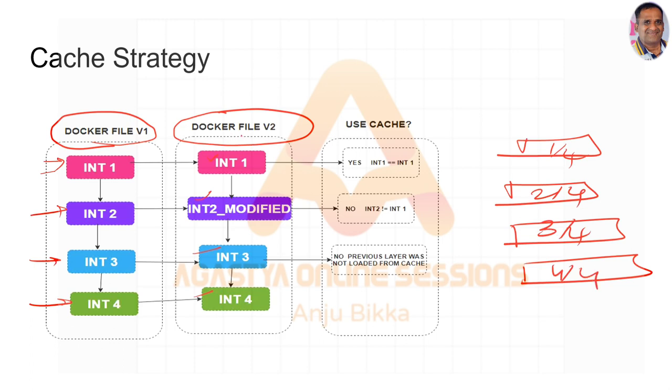When we are preparing an image by using Docker file V2, it checks whether instruction 1 is the same as instruction 1 of Docker file 1. The answer is yes. When the answer is yes, then use cache is also yes. Then instruction 2 of file 1 is not the same as instruction 2 of file 2. So both are not the same, use cache, the answer is no. Then cache is not used.